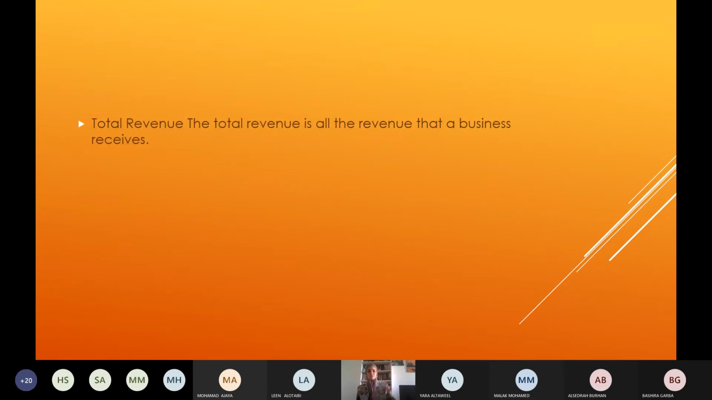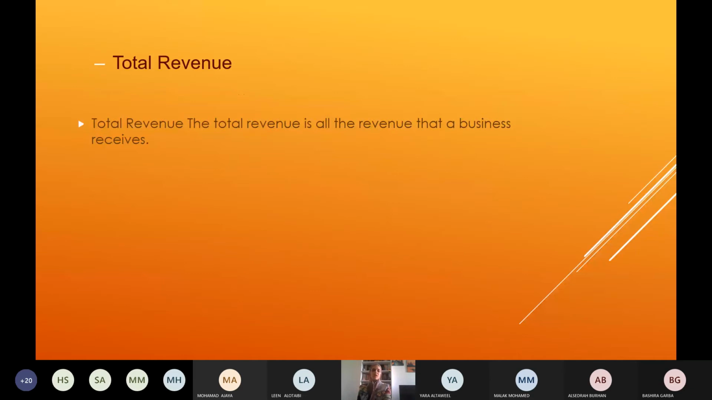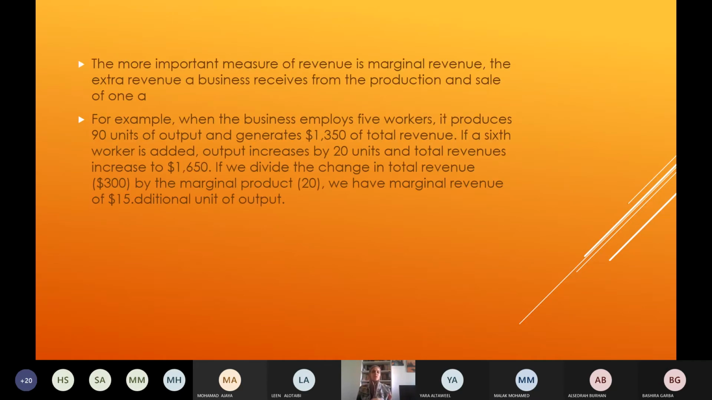Okay, so the previous one was the break-even point. Here, total revenue. Total revenue is what you gain, the revenue a business receives. The more important measure of revenue is the extra revenue a business receives from the production. So before you establish a business, you have to think well about how to create revenue, how to gain.